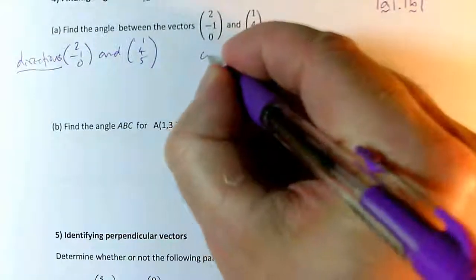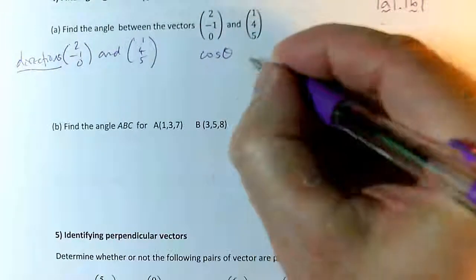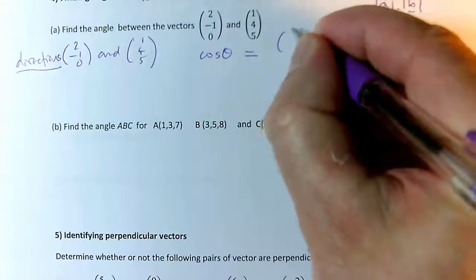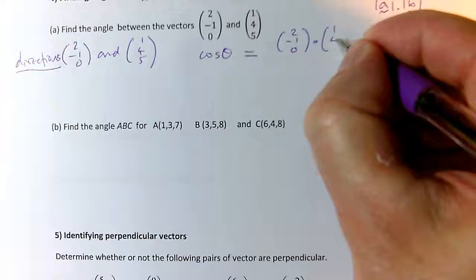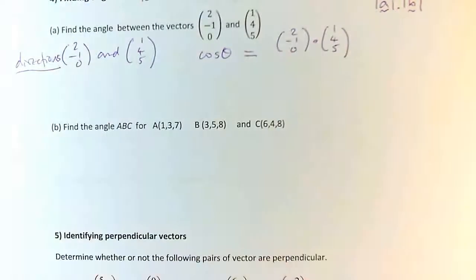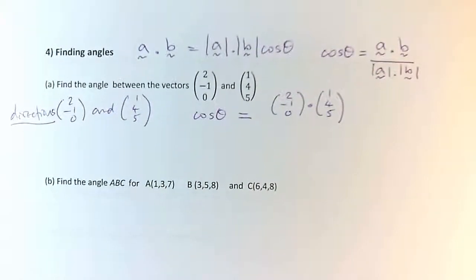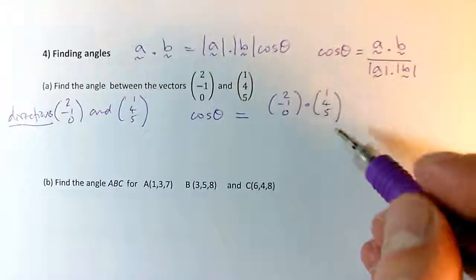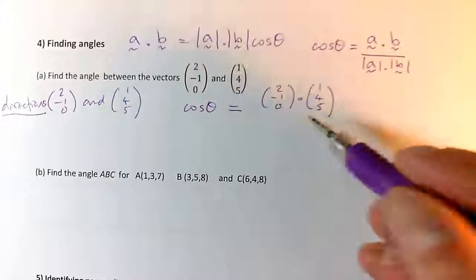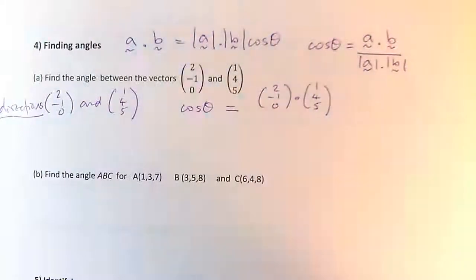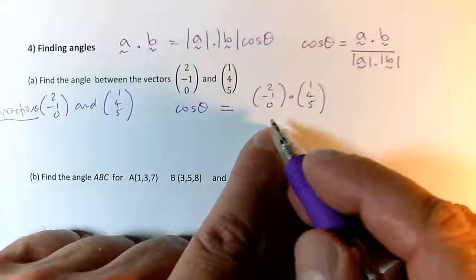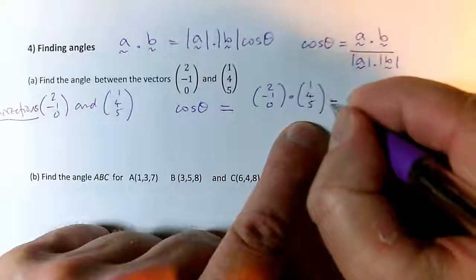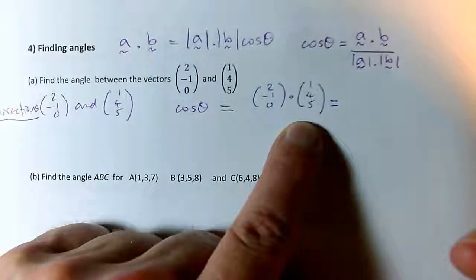The cos theta recipe I can do straight away because I've already got my directions: cos theta equals (2, -1, 0) dotted with (1, 4, 5). I've been talking about the dot product, the scalar product. What does that mean? The way we do the scalar product of two vectors, it's called the scalar product because the answer is not a vector. You're multiplying a vector by another vector, but the answer, although it involves multiplication, is not a vector.